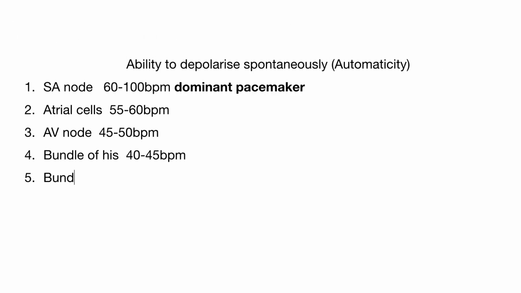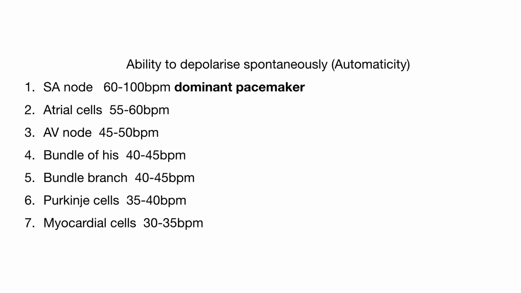Cells that exhibit automaticity are pacemakers of heart. How many pacemakers does a heart have? All these conduction cells are pacemakers, but SA node has the highest intrinsic rate of depolarization, that is 60 to 100 times per minute. That means at resting state, it generates heart rate of around 60 to 100 beats per minute. So, it is called the dominant pacemaker.